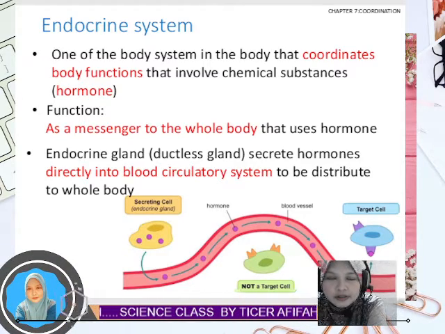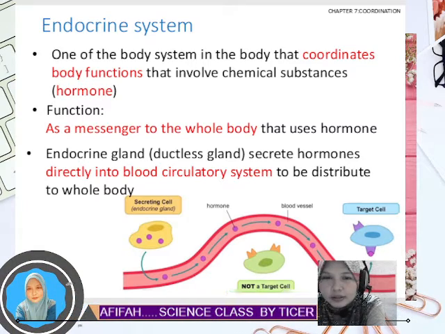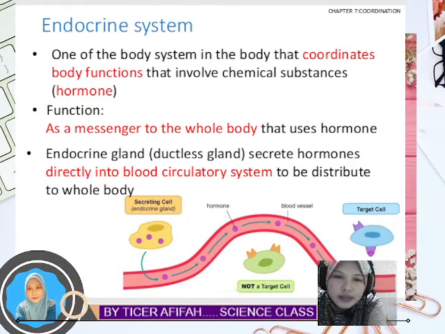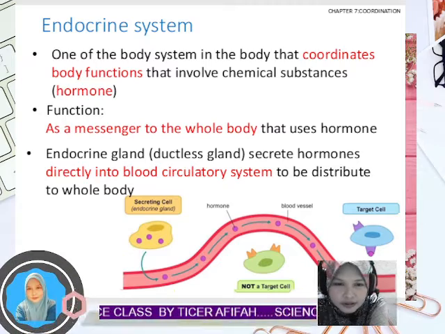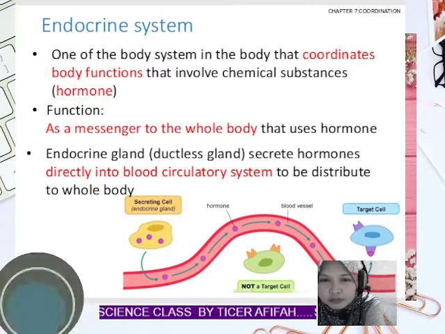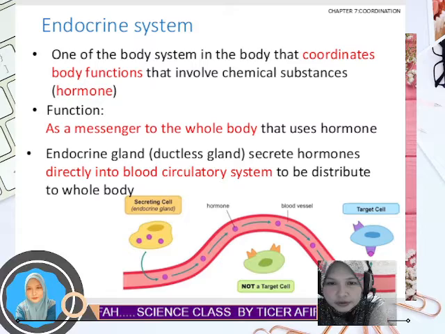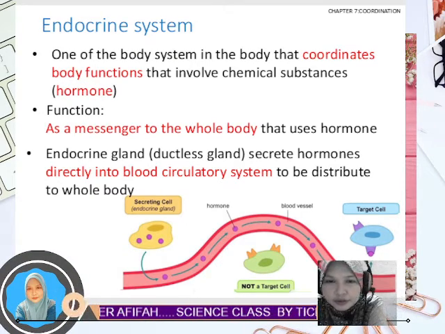Okay, the endocrine system has endocrine glands, which are ductless glands, without duct, because they just secrete the hormones directly into the bloodstream or blood circulatory system to be distributed to the whole body. As you can see in the diagram below, there is a secreting cell or endocrine gland which secretes the hormone into the bloodstream. Then the hormone will be distributed to the target cell, which is the blue color cell, through the blood vessel.